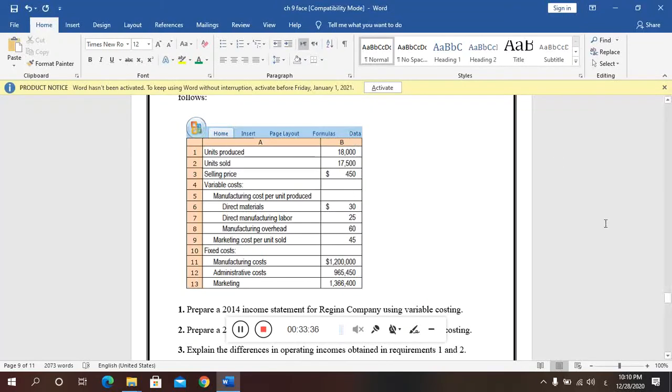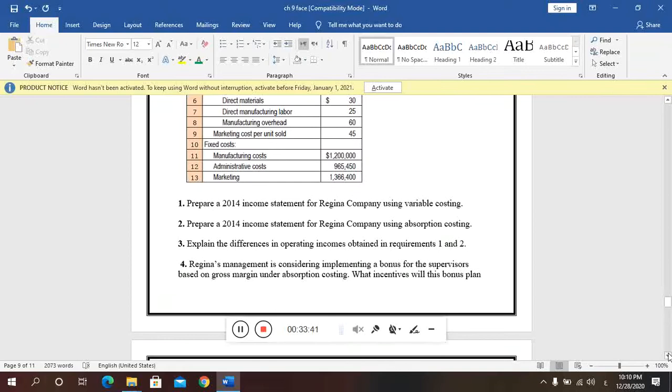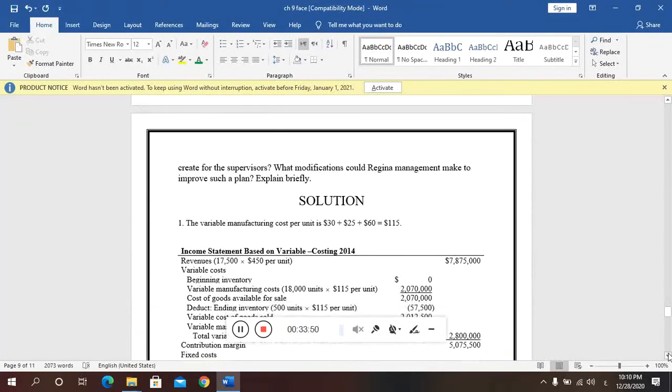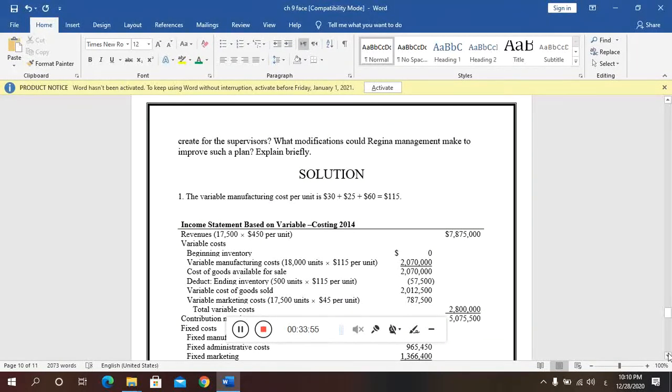Okay, he needs to prepare the income statement under the two methods and to explain the difference in the operating income between the two methods. Here we can say that for the income statement under the variable costing method, we need to calculate the variable manufacturing cost per unit. It will be 30 plus 25 plus 60. It was direct material equal to $30, direct labor $25, and manufacturing overhead 60. This is the variable cost per unit. Variable cost per unit will equal 115. So we can calculate the operating income this way.